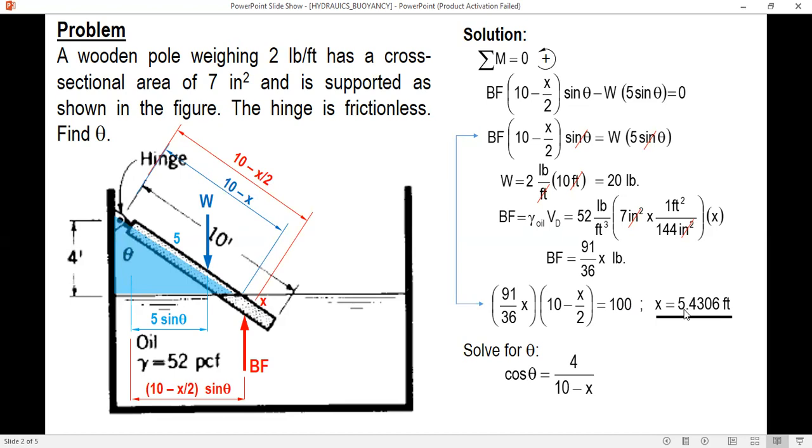And after this, we substitute the value of x. You divide. And then after this, inverse cosine. And we have the value of theta, 28.91.